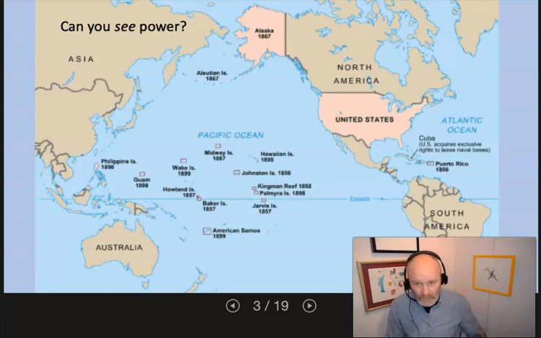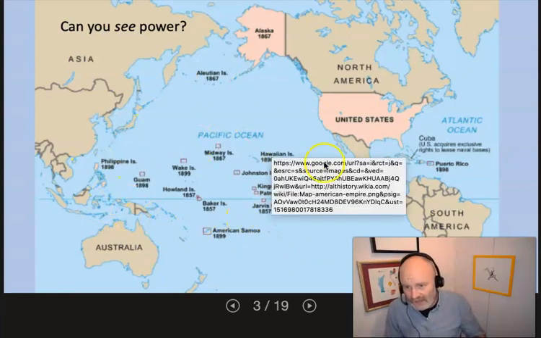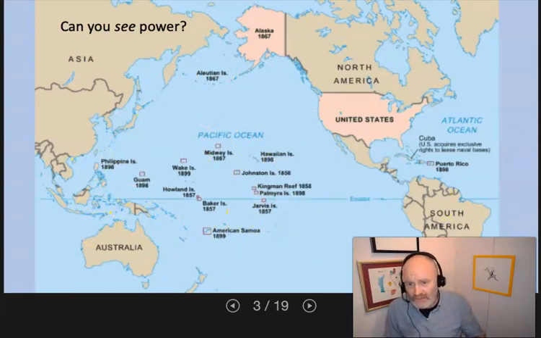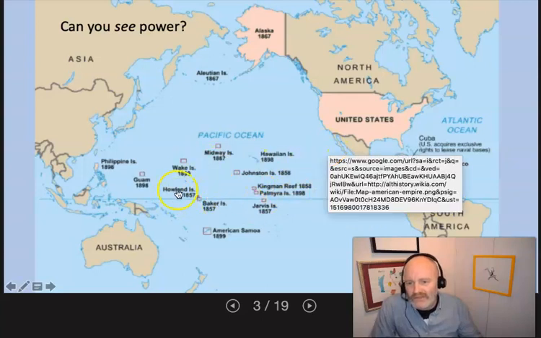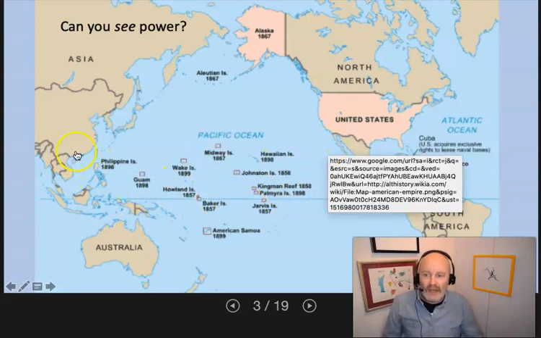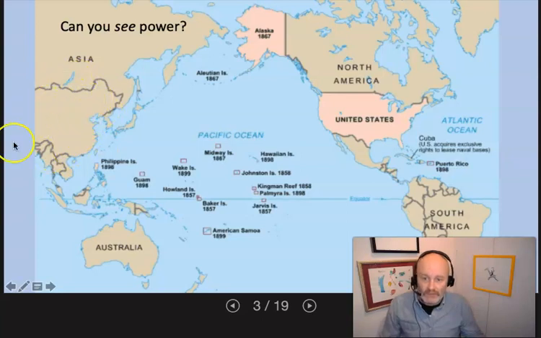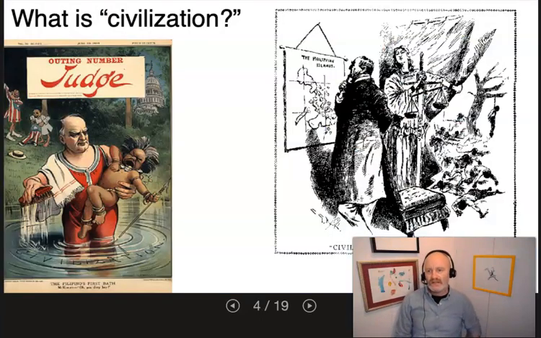Anyway, all of these little islands are going to be important because just like if you're driving up to San Francisco on the 5, you've got to stop and get gas every now and then. These are all potential places to stop and fuel up on your way to the big market over here, which is obviously China. And that's what a lot of American manufacturers want, is to sell their stuff in China.